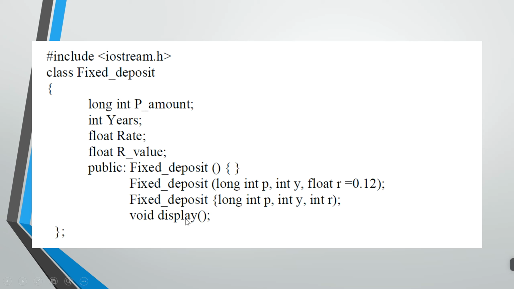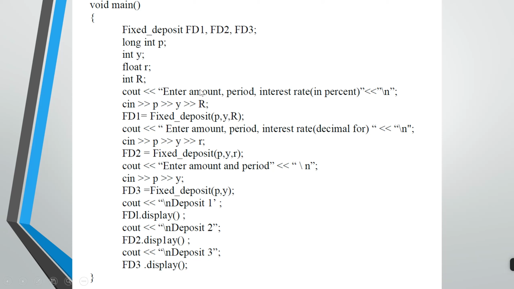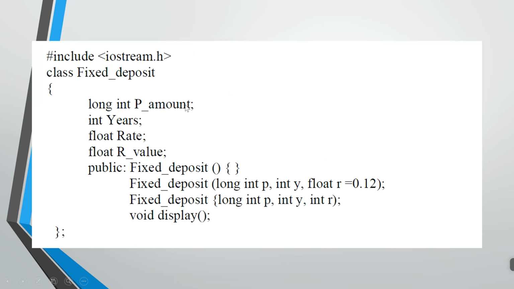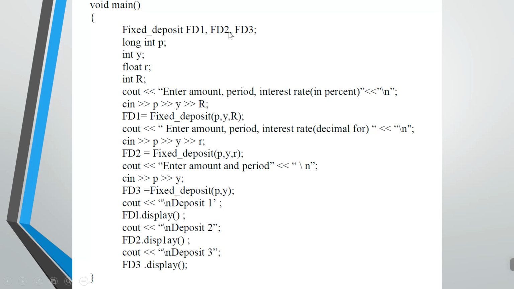Then you have got one friend function, and a member function called display. Now let's see here. You are taking the arguments, you are calculating it. Here also you are taking the arguments, you are calculating it, and then when it comes to main, I am creating FD1, FD2, and FD3. These are the three objects which are created by running the default constructor, because there is no argument which is sent.